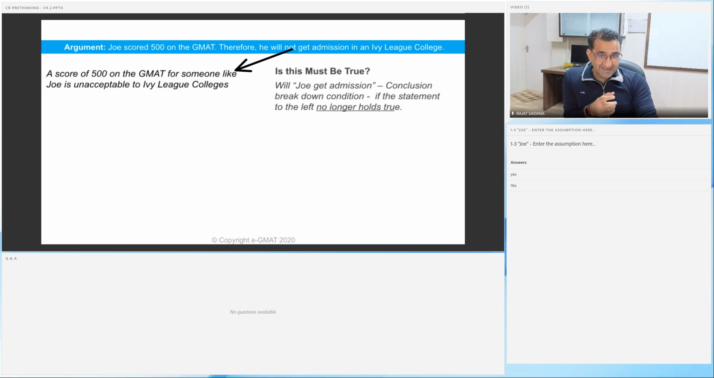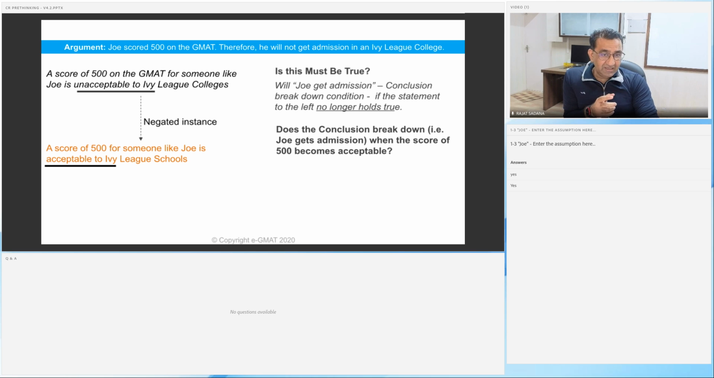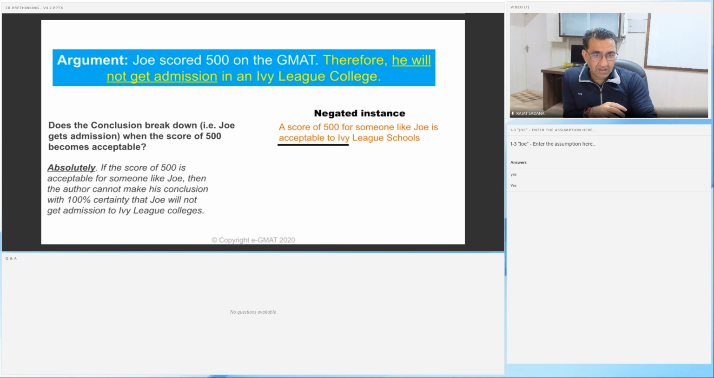So if we really say that this statement is not necessarily must be true, by default, I'm also saying that a score of 500 for someone like Joe becomes acceptable to an Ivy League college. By default, I'm saying that. Now, if that happens, does my conclusion break down? Absolutely. Why? Because if the score of 500 can be acceptable to someone at Ivy League schools, I, as an author, cannot say with 100% certainty that Joe will not get into an Ivy League college.